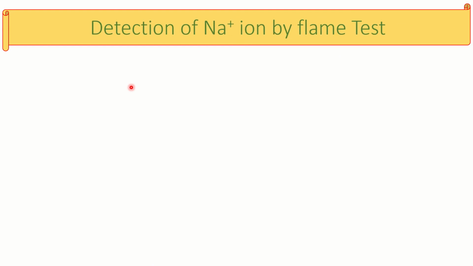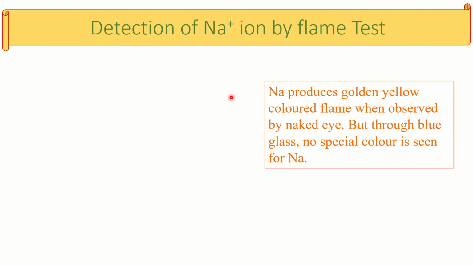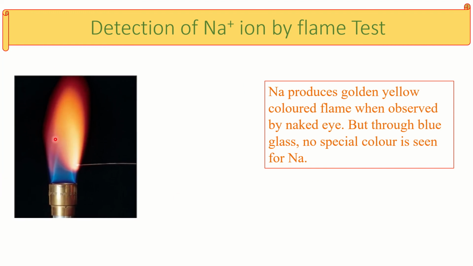Now, detection of sodium ion by flame test. Sodium produces golden yellow colored flame when observed by naked eye, that means open eye. But through blue glass, that means through cobalt glass, no special color is seen for sodium. This is the flame of sodium.